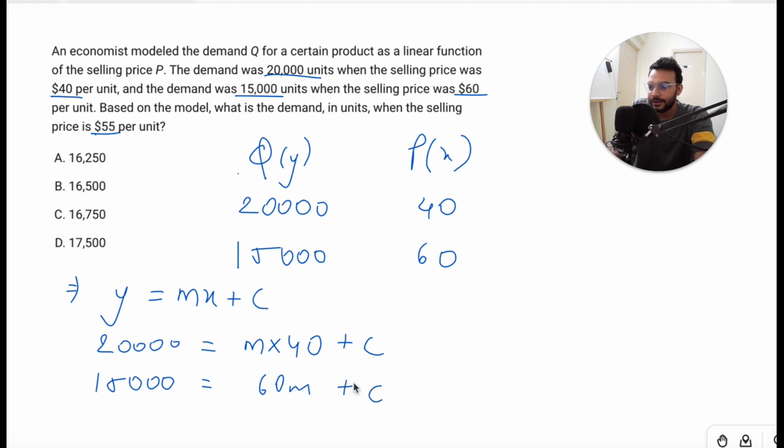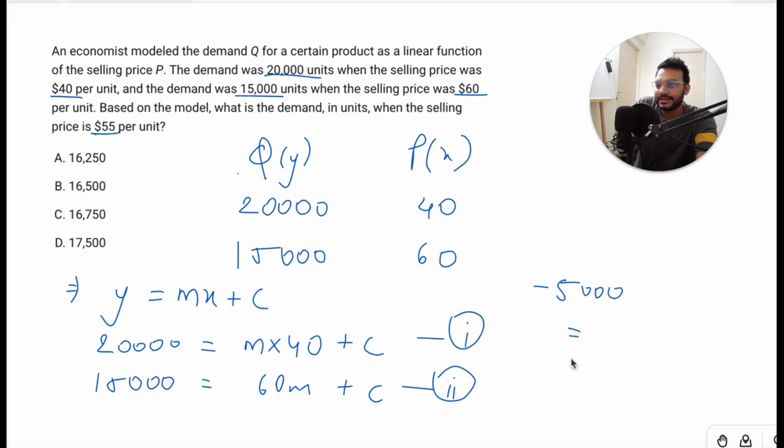And we can eliminate c first. So directly subtract the first equation from the second one. You get 15,000 minus 20,000, that is negative 5,000, which suggests it's going to be a decreasing function. And 60m minus 40m is 20m. So the value of m is negative 250. That's the value of m.